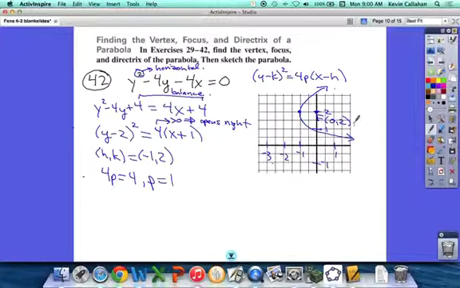And then where will I look for the directrix? On the opposite side, right? So that was 1 inside, then you go 1 outside, sketch a line. And what's the equation of that line? X equals negative 2.